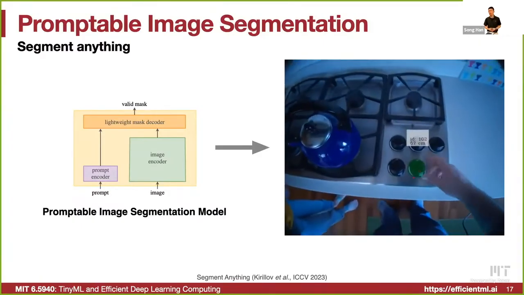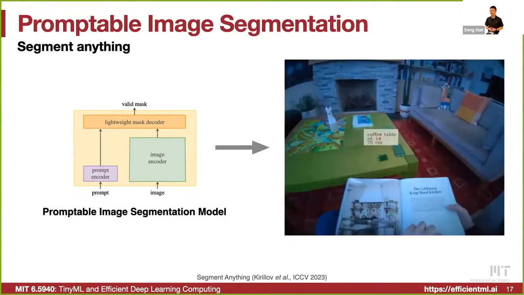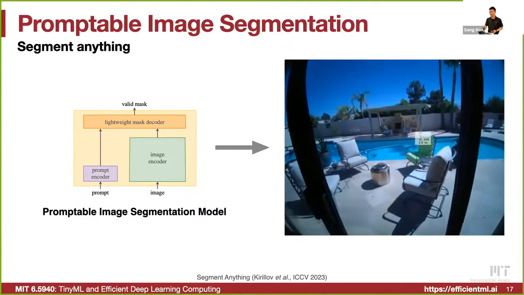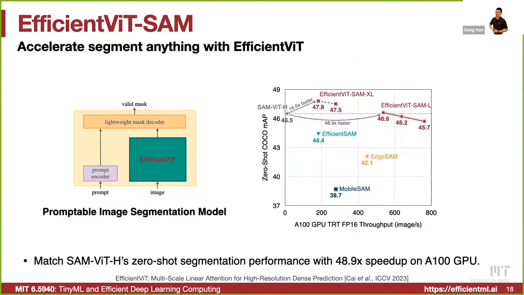Previously, people extracted the features, stored them offline, and then only ran the head on the browser. But one technique we'll introduce in this lecture, EfficientML.ai, can actually improve the throughput by 48 times. That's more than an order of magnitude faster with even higher accuracy on this chart. 48 times speed up on A100 GPU.